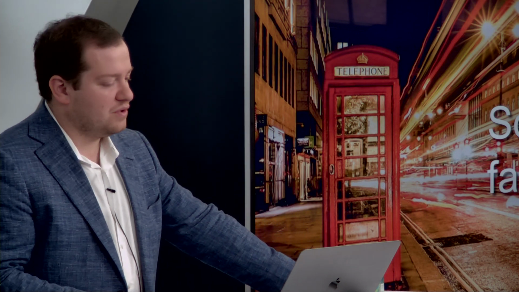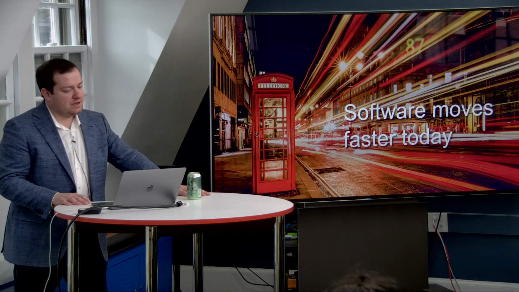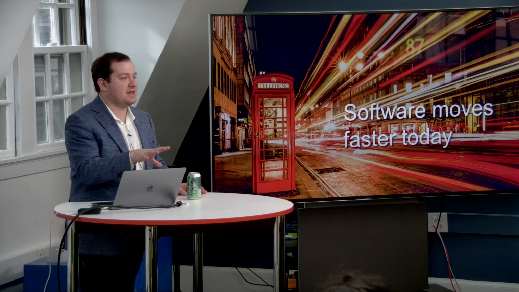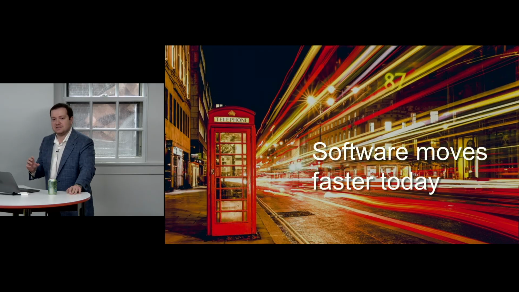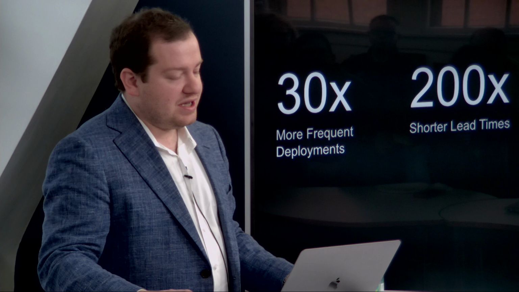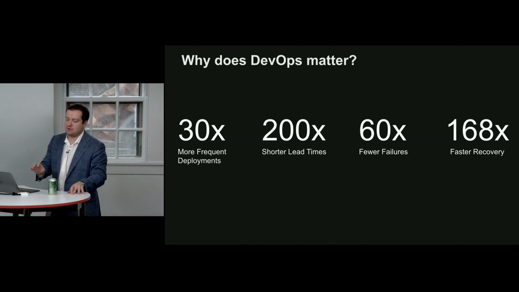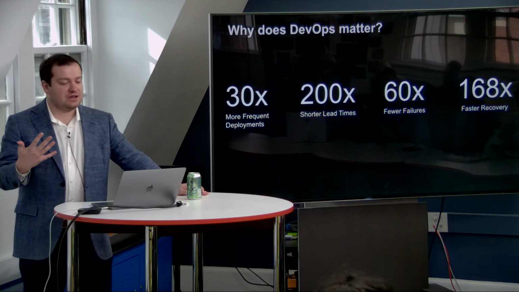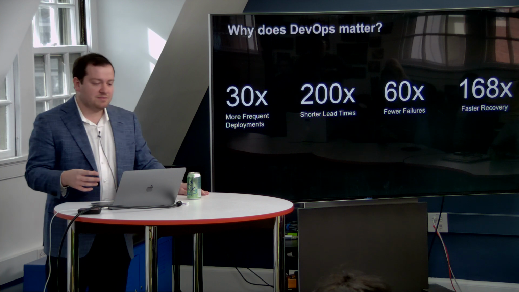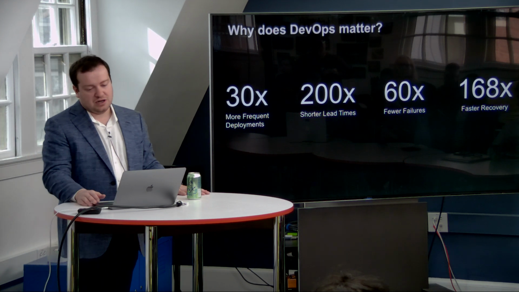So software today moves really fast. We see that startups can get their software into the hands of millions of customers in minutes. So your ability to move fast, if you're a company, is really paramount to your ability to either disrupt other industries or ward off disruption. So DevOps, right? Why does it matter? Well, when you implement DevOps, according to the Puppet Labs report, you get much more frequent deployments. You get much shorter lead times, fewer failures, and faster recovery from those failures. So basically, it accelerates how your software development works.